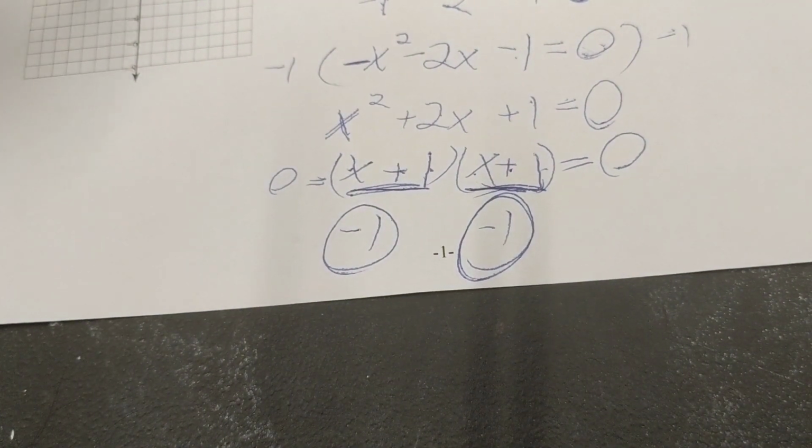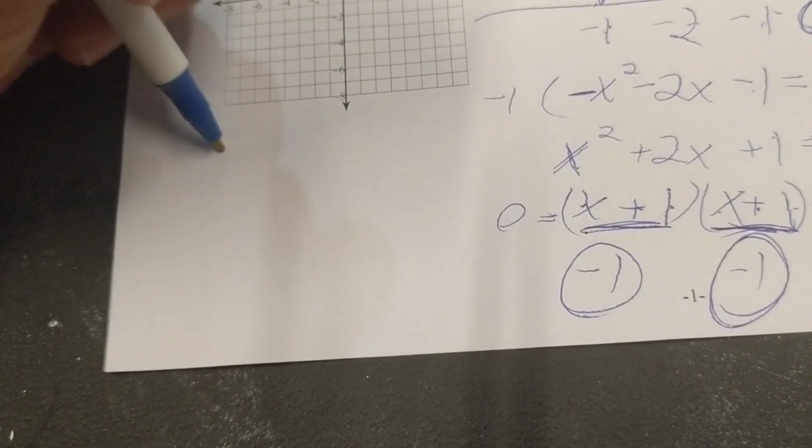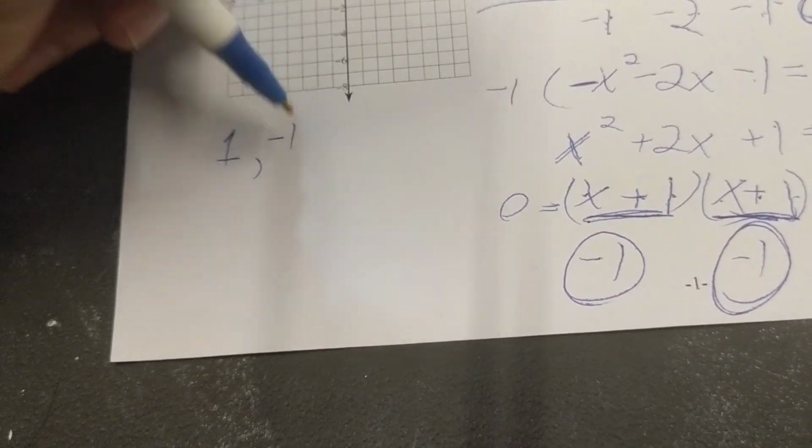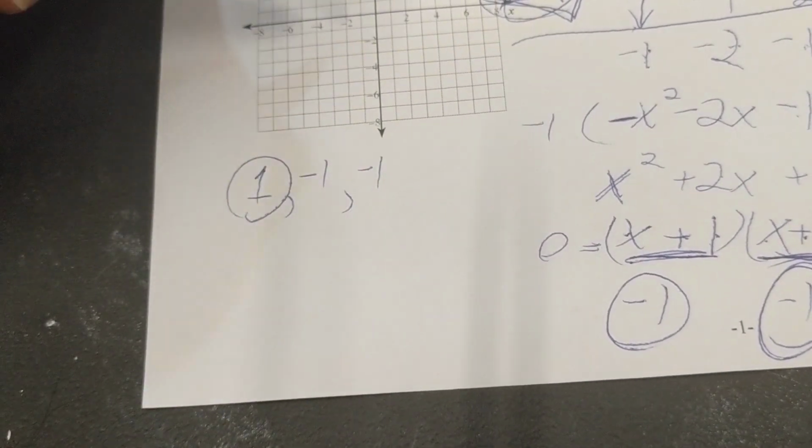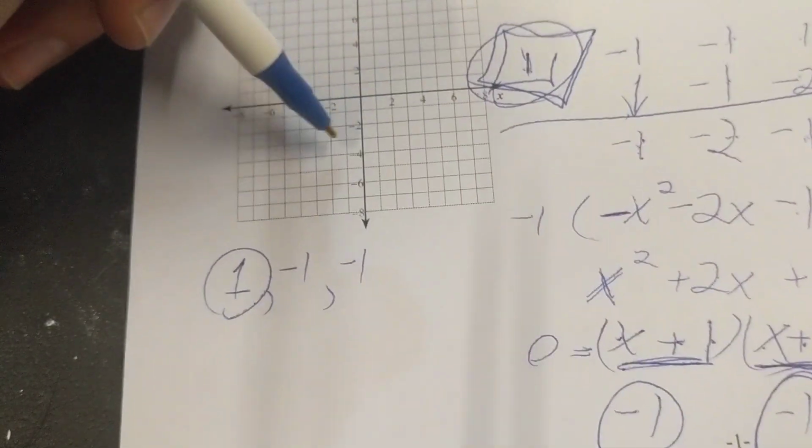So they ask you, what are the zeros of this? What we got was, first off, a positive 1. Then we got a -1 twice. So the way we would say that is, positive 1 is one of the zeros, and we can draw that in here into the graph.